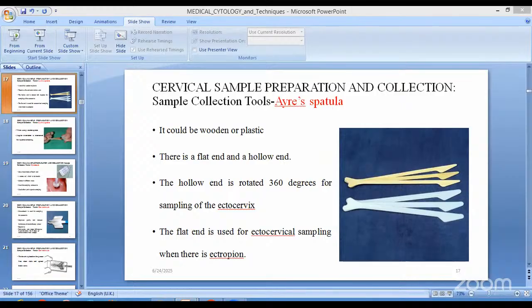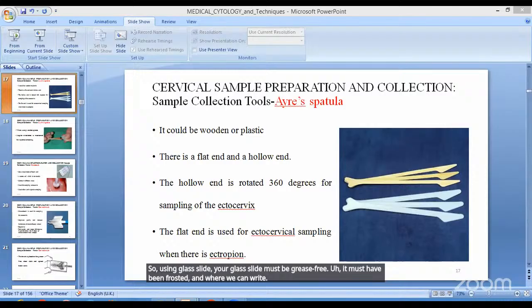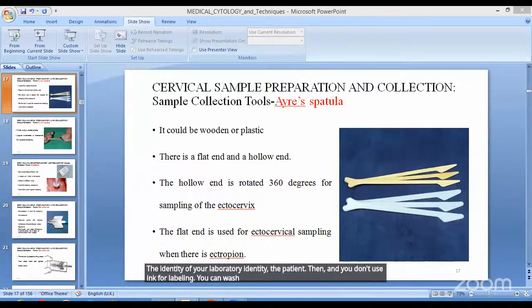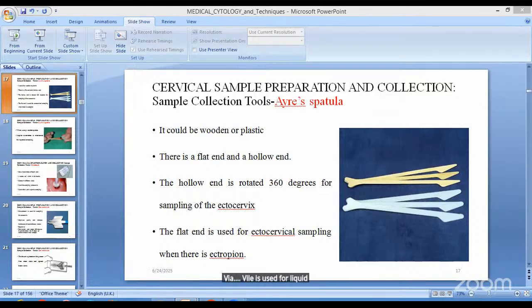So using a glass slide, your glass slide must be grease-free. It must have a frosted end where we can write the laboratory identity and the patient's identity. Then you don't use ink for labeling, as it can wash off during staining. Vial: a vial is used for liquid-based cytology. The Cyto brush or cervix brush is inserted into an opening on the lid to release the cells into the fixative-containing vial. It is transported immediately to the cytology laboratory afterwards.